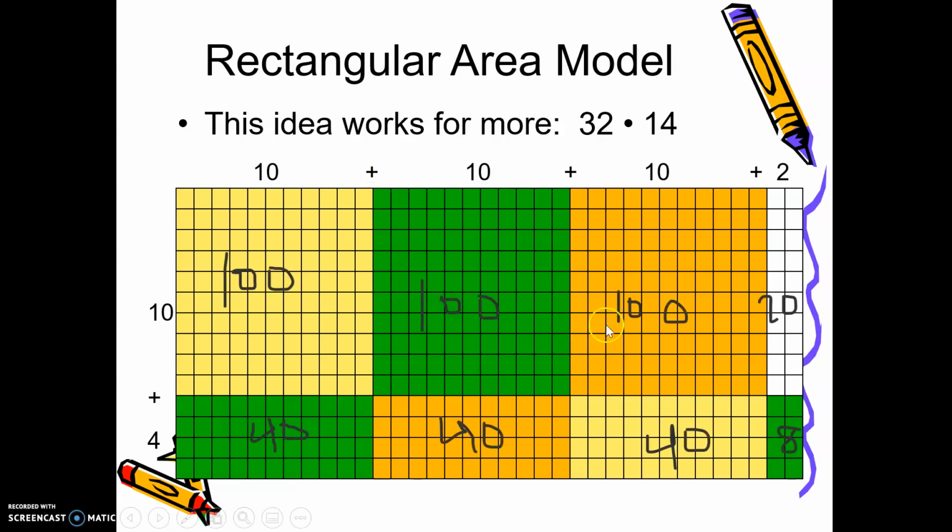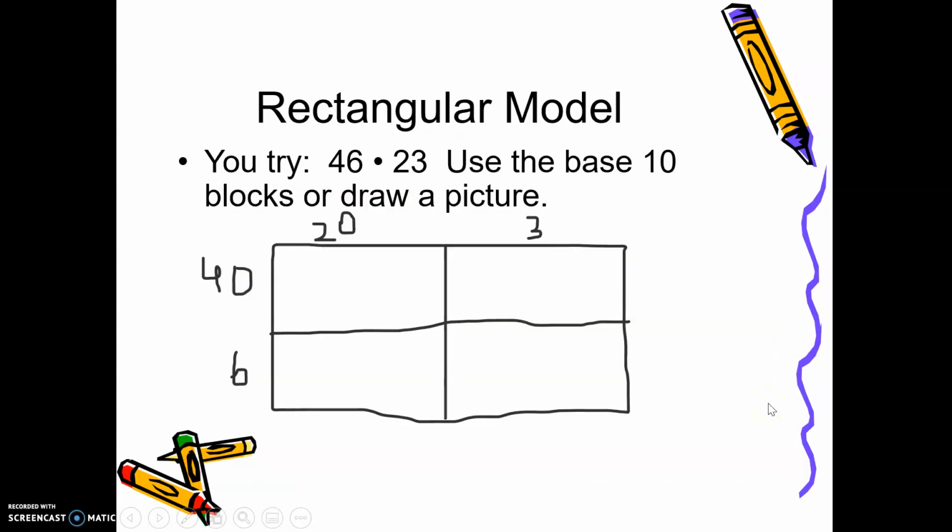Okay, so once again, I verbalized that, and you can see that you would add up all these partial add-ins. What is 32 times 14? Well, you would add up the three 100s, the three 40s, the 20 and the 8, and that is a great way to help you figure out 32 times 14.